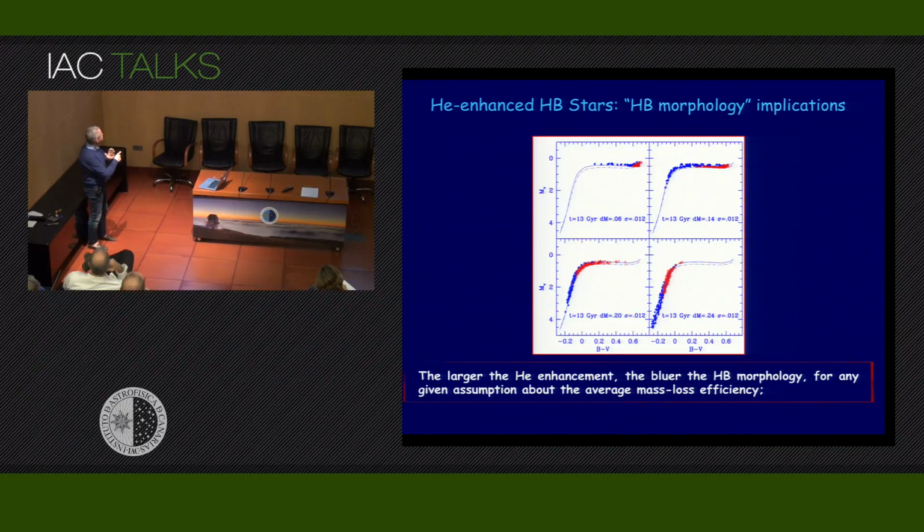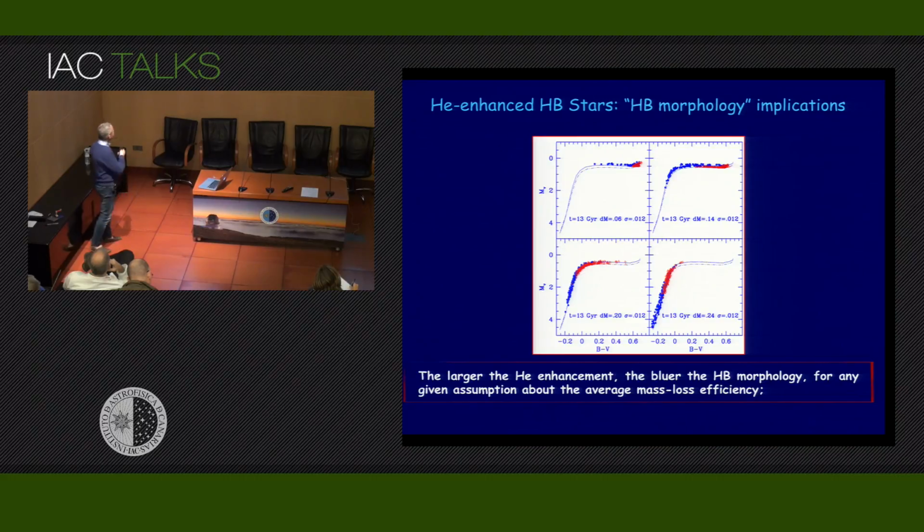But moving from this panel to this and this and this, we are increasing the average efficiency of mass loss of the red giant branch. I'm assuming the same efficiency for helium-normal and helium-enhanced stars, but I am enhancing the average efficiency of mass loss in the different panels. And you can see that regardless of the mass loss efficiency during the red giant branch, the helium-enhanced stars are always located in the bluer portion of the horizontal branch. So it is evident that if in a star cluster you have helium-enhanced stars, they will populate mainly the bluer portion of the horizontal branch.